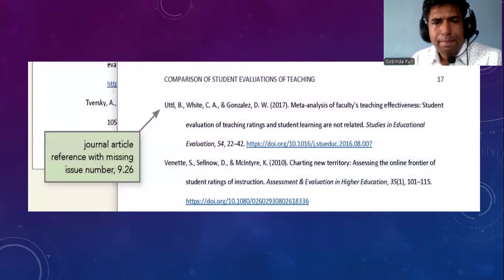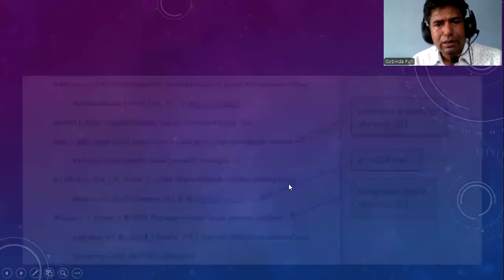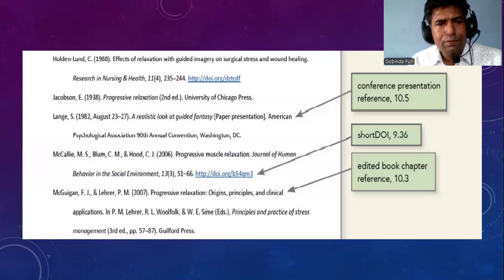Likewise, you can see journal article reference with the missing issue number. If there is no issue number, we can do like this way, only volume and then page number and DOI. In such a way we can provide. If you have taken the reference of a conference paper or presentation, then we should do like this way. The presenter's last name and comma, and then abbreviation of the first name, the date in the parentheses, period, and the title, and you have to write the paper presentation, and then which organization, where you have to do this one.